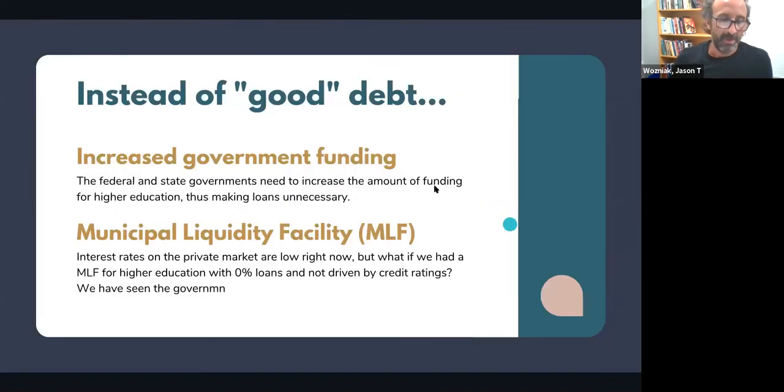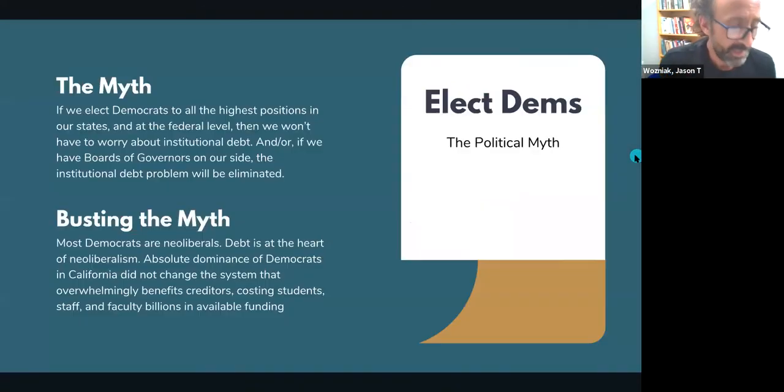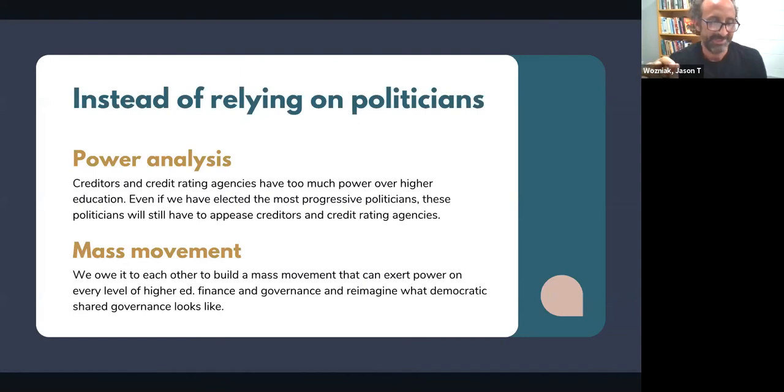Okay, the political myth. And I want to admit that I think this is going to rile some people, but again, these are conversation starters. So bear with me for this one. So the myth here is that if we elect Democrats to all the highest positions in our states and at the federal level, then we won't have to worry about institutional debt, and or if we have boards of directors on our side, the institutional debt problem will be eliminated. I want to be clear about this. That is necessary, but insufficient.